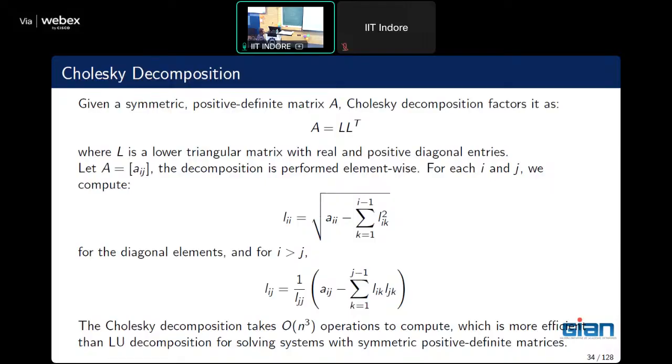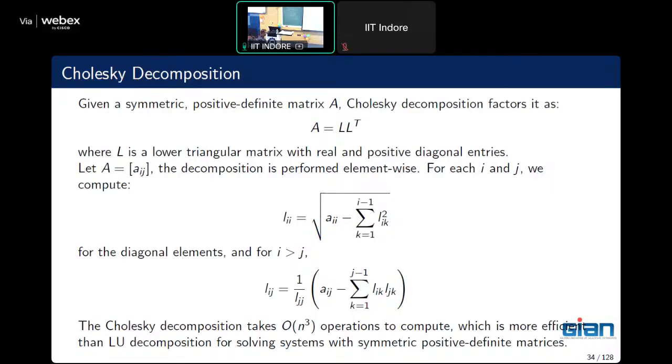Okay. And the non-diagonal terms, when i is greater than j, because this is a lower triangular matrix, the upper part is 0, so we don't need to calculate the upper part. That's why we have taken i greater than j, because all the other terms are 0. Here k varies from 1 to i minus 1, and here k varies from 1 to j minus 1. So you will get the Cholesky factorization.